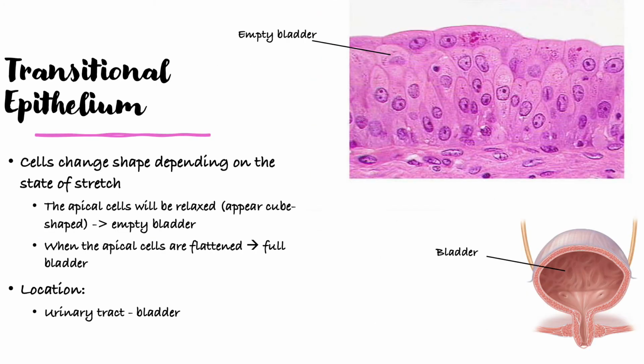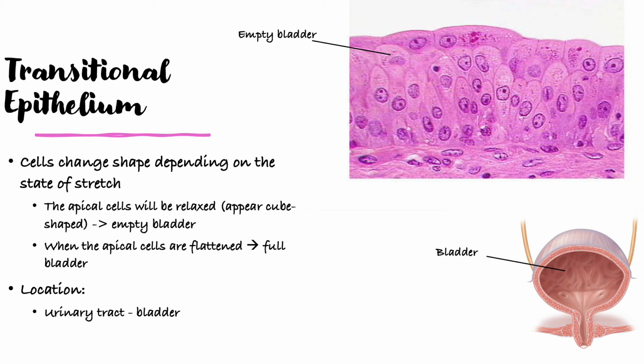The last epithelial tissue I'm going to discuss is the transitional epithelium. When you first take a look at it, you're like, okay, it kind of looks like a stratified, but it's really not, because you're looking at the nuclei, right? The nuclei tell you that it's cuboidal, especially at the very top portion, which we call the apical cells. Here we're seeing that the apical cells are relaxed, meaning they appear cube-shaped. And then when we look at the bottom, it looks a little bit elongated.